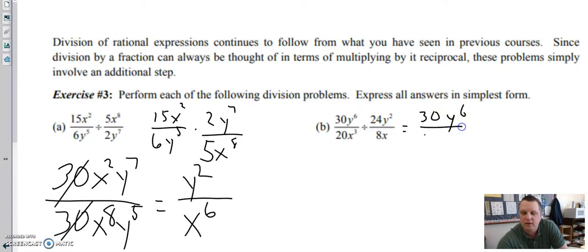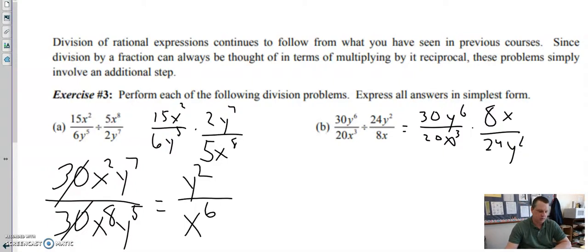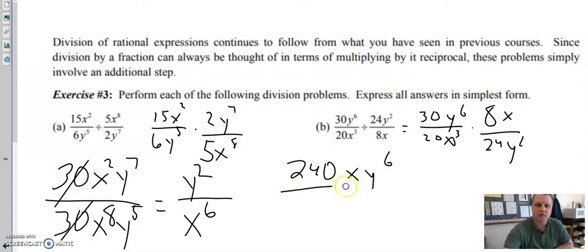Okay. B, 30y to the 6th, all over 20x cubed, times 8x, all over 24y squared. So if you want to put all these in your calculator, 30 times 8, don't do them in your head, 240. I'm going to do x, y to the 6th because those should be in descending order as well, or alphabetical order. And then 20 times 24, 20 times 24 is 480. And that is x to the 4th.